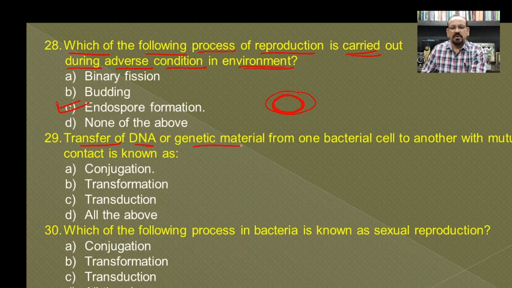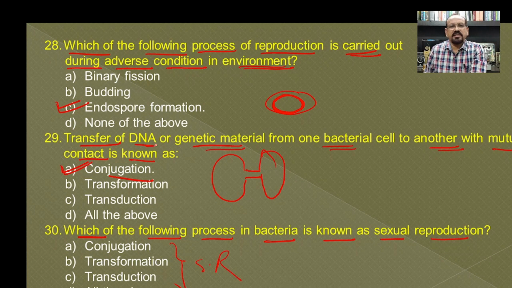Then transfer of DNA or the genetic material from one bacterial cell to another with mutual contact. It means that one bacterial cell is in contact with the other bacterial cell with the help of sex pili, and such a transfer of the DNA molecule through the sex pili, or when the two cells are in contact with each other, is known as conjugation. Then which of the following processes in bacteria is known as sexual reproduction? The different types of reproduction, that is conjugation, transformation and transduction, all these three processes are considered as sexual reproduction in bacteria.